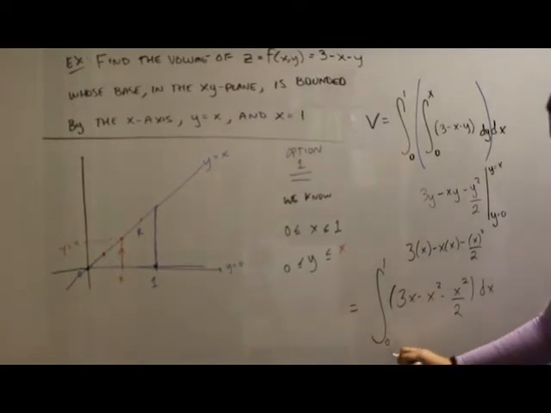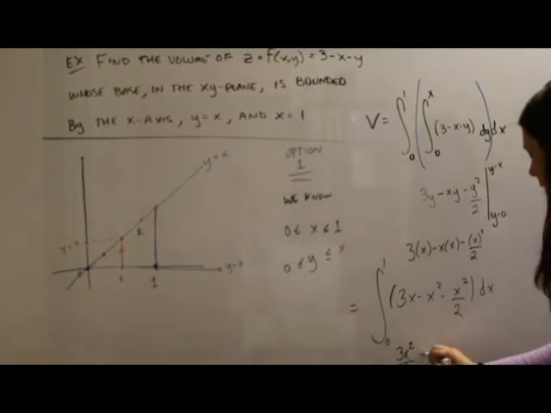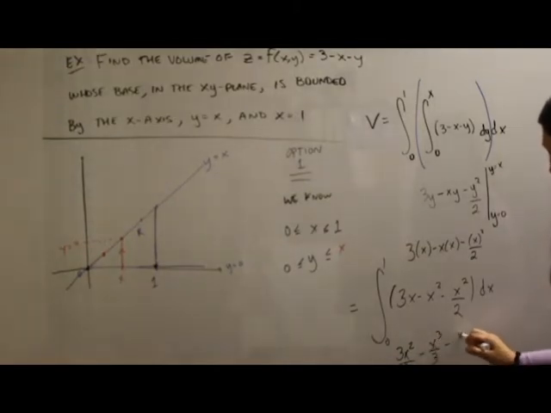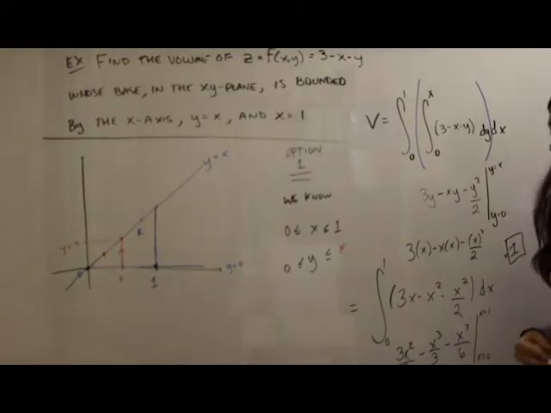And we get 3x squared over 2 minus x cubed over 3 minus x cubed over 6, evaluated from x equals 0 to 1. Feel free to pause this and work this out. Okay, whether you paused it or not, you should have gotten 1 as your answer. So now I'll show you the other option.